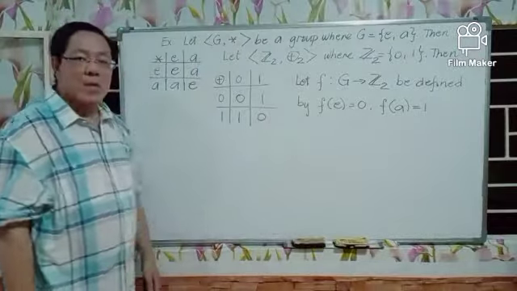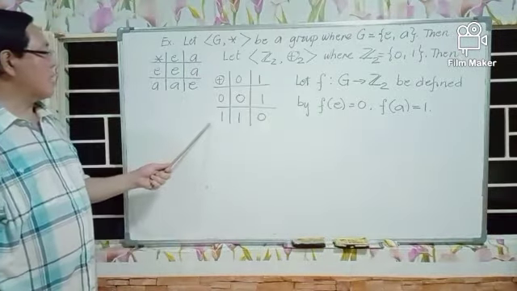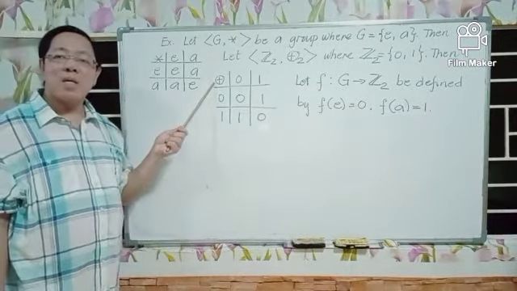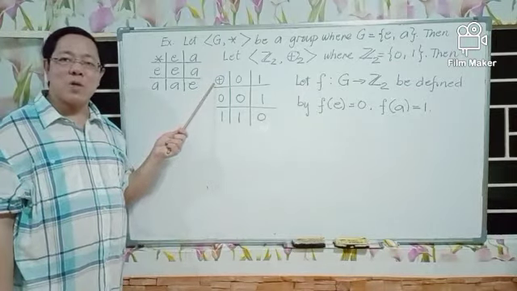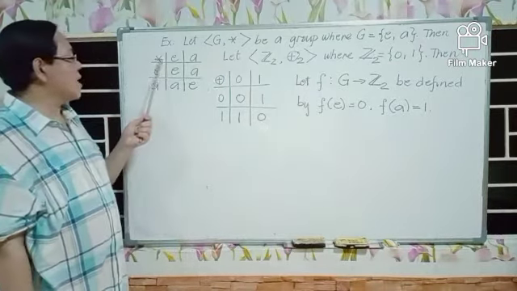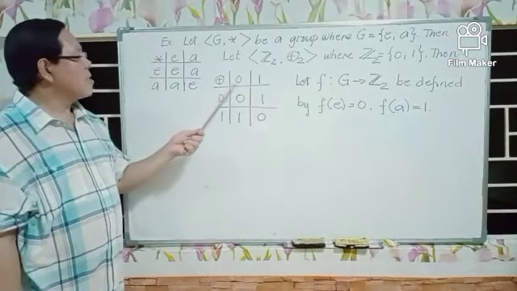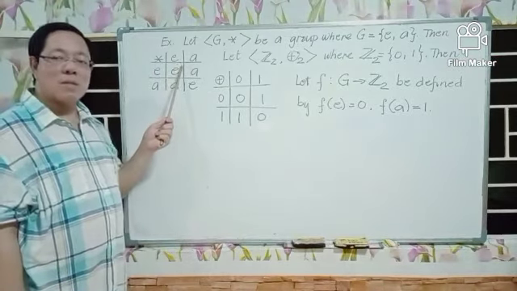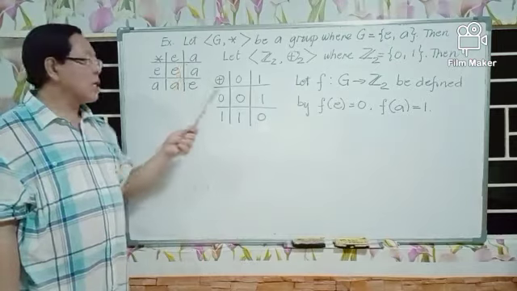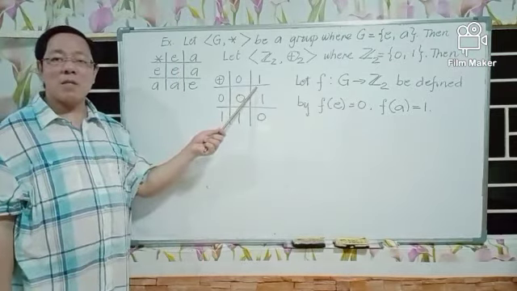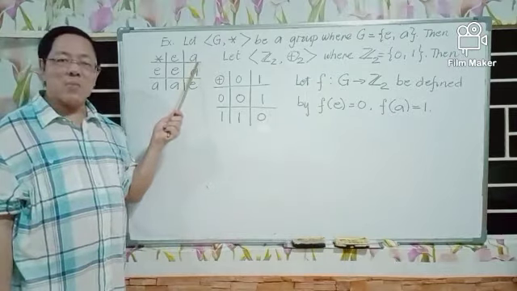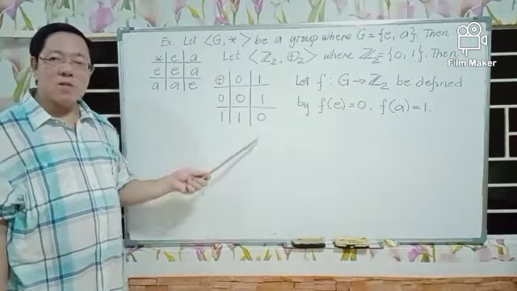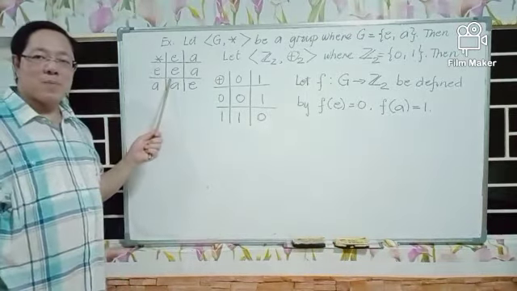And you can see from these two tables that if the binary operation addition modulo 2 is replaced by the binary operation star, and 0 is replaced with the identity element E of G, and one element of C2 is replaced with the element A of G, the resulting table would be this table.